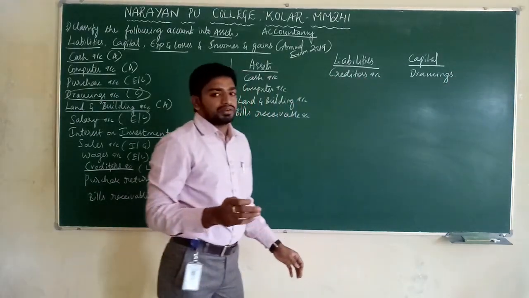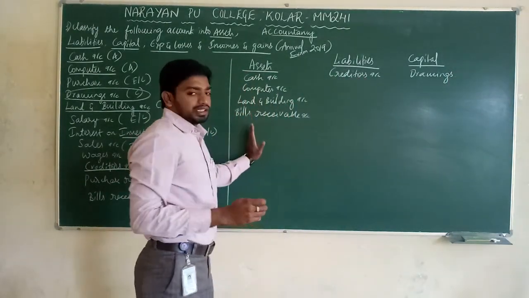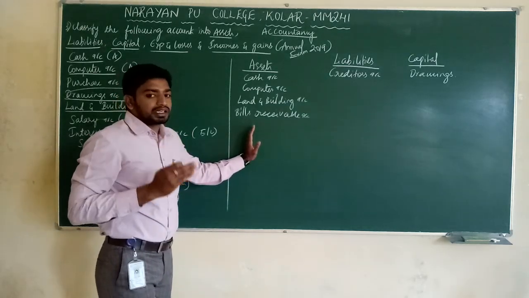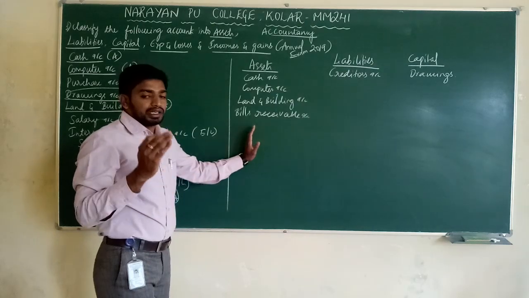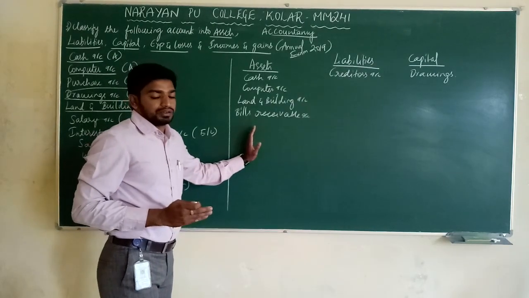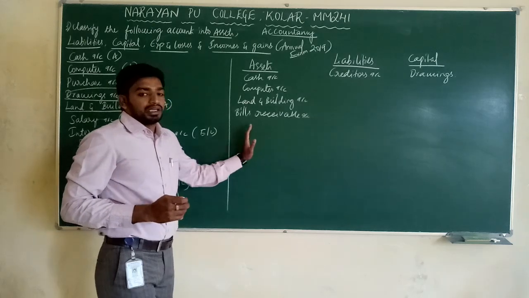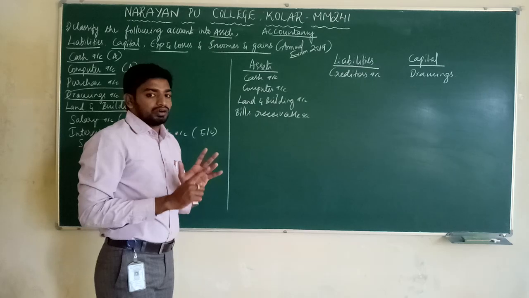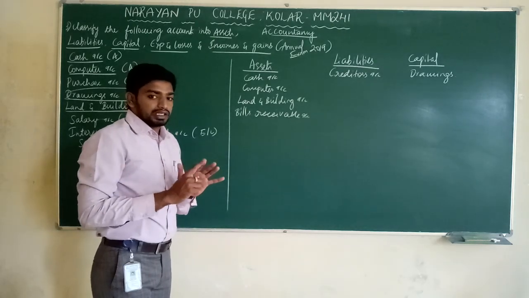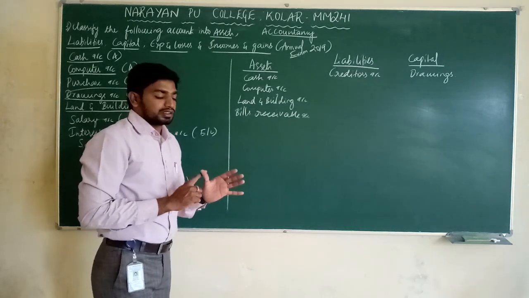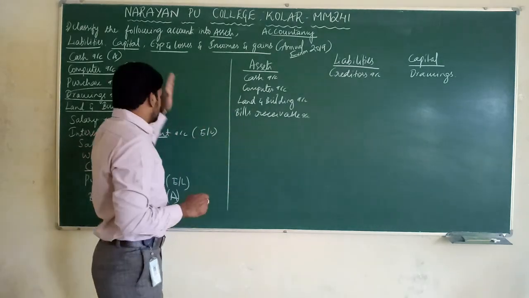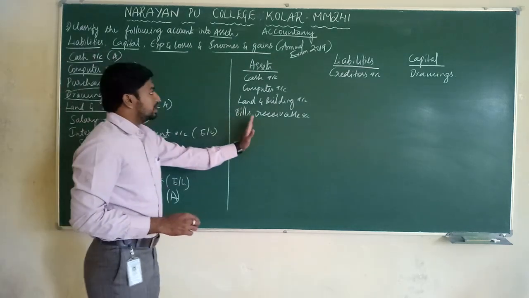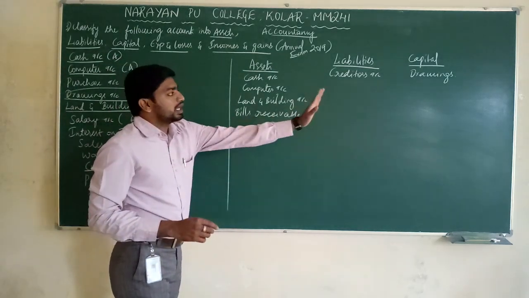Are you understanding here? We have to do the classifications under assets, liabilities, capital, expenses and losses, and incomes and gains. There will be 10 items given to you which you have to classify under the American system. In the American system, there are 5 accounts. Which are those 5 accounts? Assets, liabilities, capital, expenses and losses, and incomes and gains. These are the 5 accounts where you have to do the classifications correctly. We have classified under assets, liabilities, and capital.